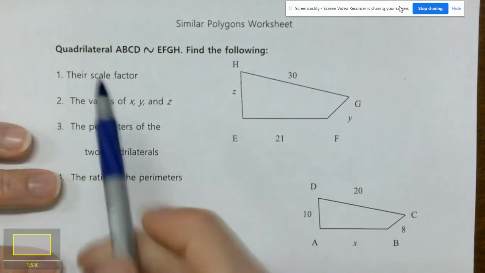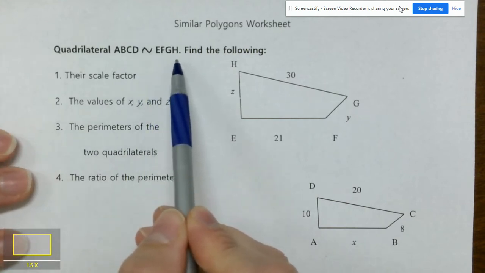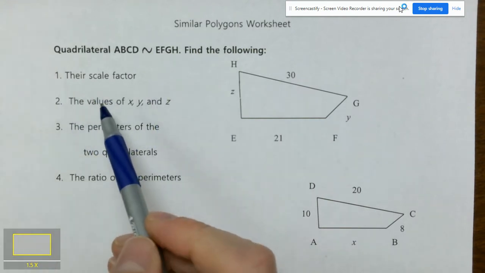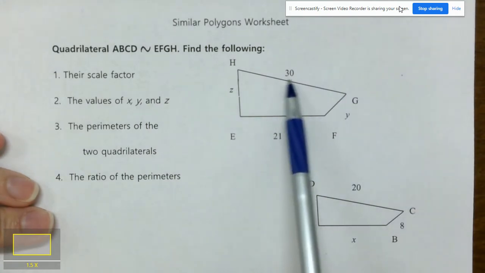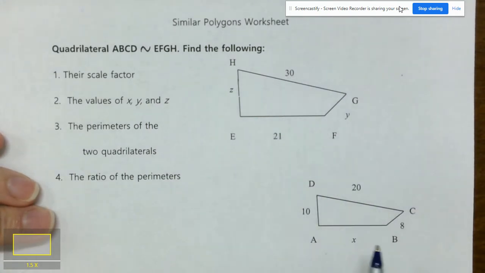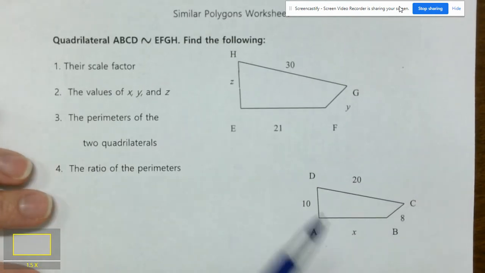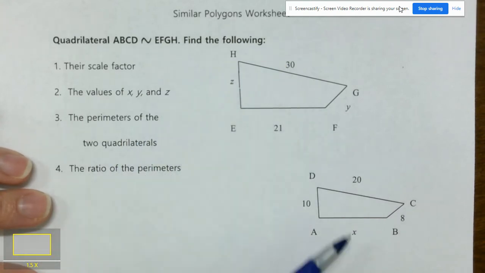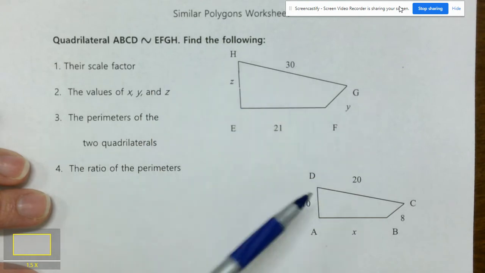So we're told here that quadrilateral ABCD is similar to EFGH, and it tells us to find the following. First, it says their scale factor. To find the scale factor, I've got to compare the big one to the small one and my sides that I'm given. The only two sides that I'm given that I actually know for sure are 30 and 20, but Z corresponds to 10, 21 corresponds to X, and Y corresponds to 8. So the only one that I'm given both numbers on is the 30 to 20.